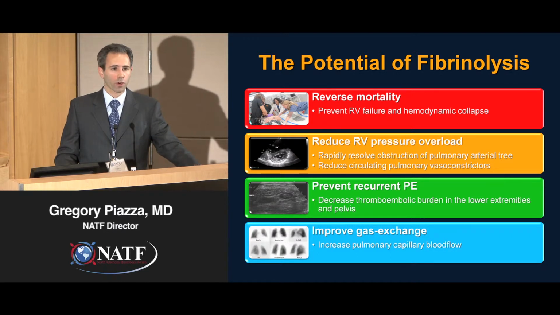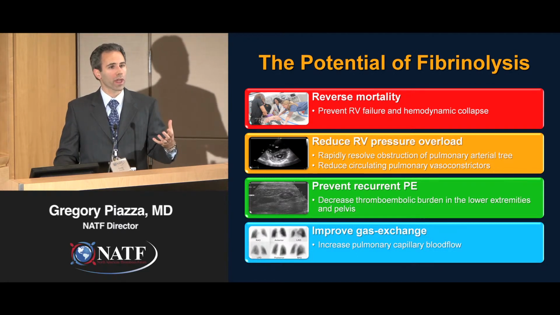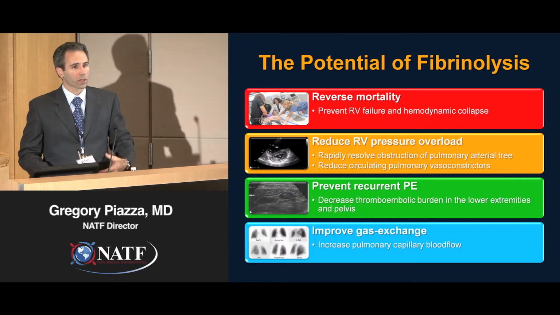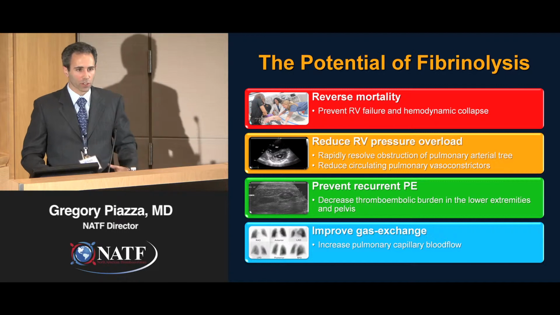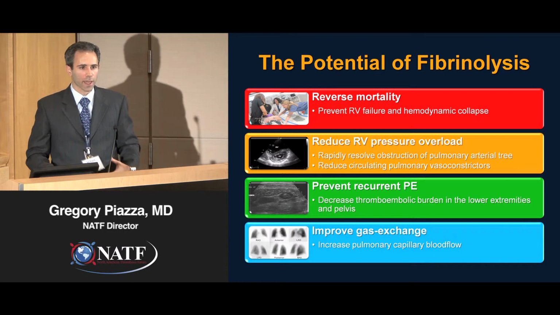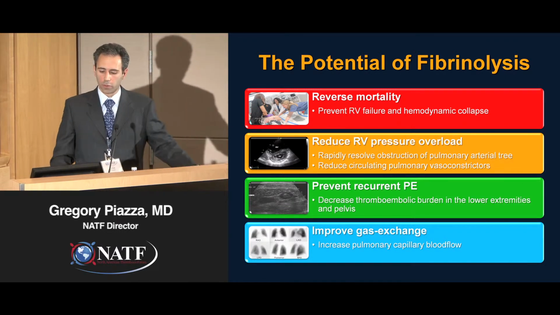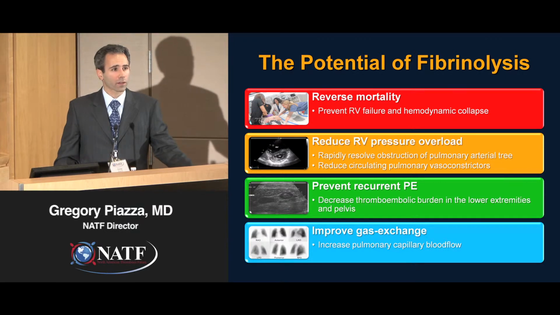By preventing recurrent blood clots, most patients who have pulmonary embolism actually have blood clots in their legs. And if we can dissolve that depot of blood clot in the legs, we can prevent further ones from traveling to the lungs. And then finally, fibrinolysis can help improve gas exchange.